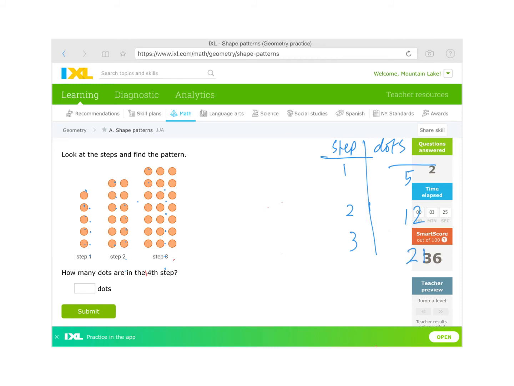So let's see what's happening in this sequence. So we've got 7 as our increase, and then we have 9 as our increase. Do we see a pattern in those two numbers? What do you think will happen next? In step 4, what do you think will happen? We'll have 8 of these. So those are 8. 1, 2, 3, 4, 5, 6, 7, 8.